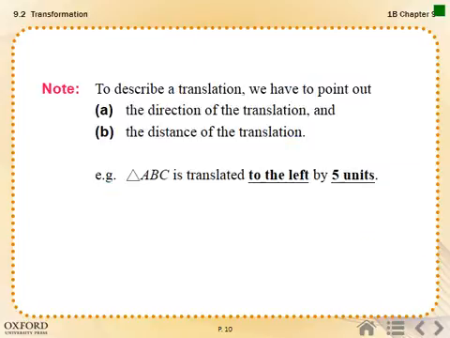And we have to note that to describe a translation, we have to point out two things. The first thing is the direction of the translation, and secondly is the distance of the translation. For example, if I want to make the command of translation, I have to say that triangle ABC is translated to the left by 5 units.